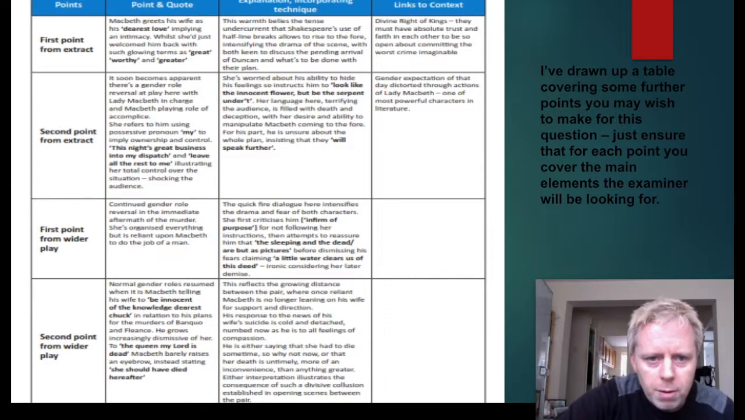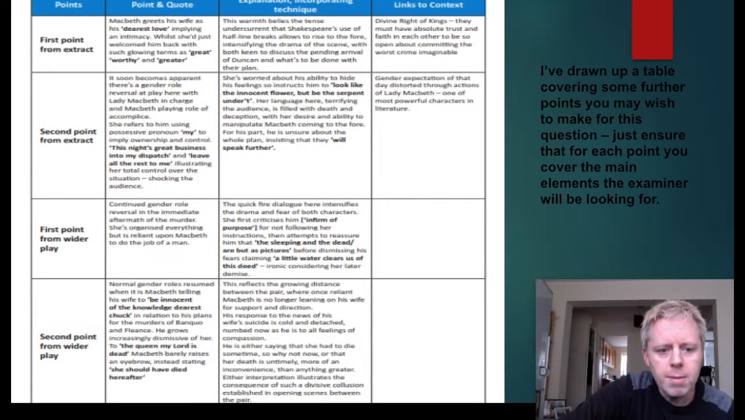And now, hopefully you can read that. I see I've cut a little bit off the top there. Apologies for that. Here's a table of further points that you can make: 2 from the extract, 2 from the wider play. I've broken them into point and quotation, then explanation incorporating technique in the middle column, and then some links to context.